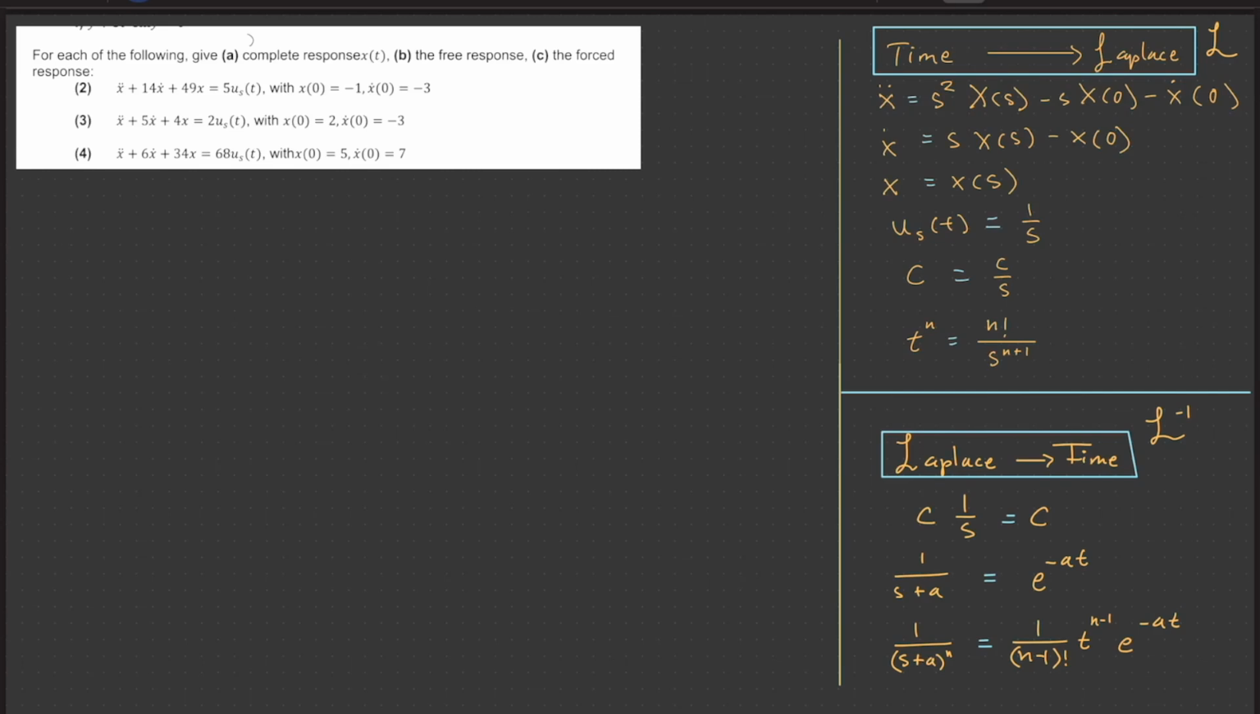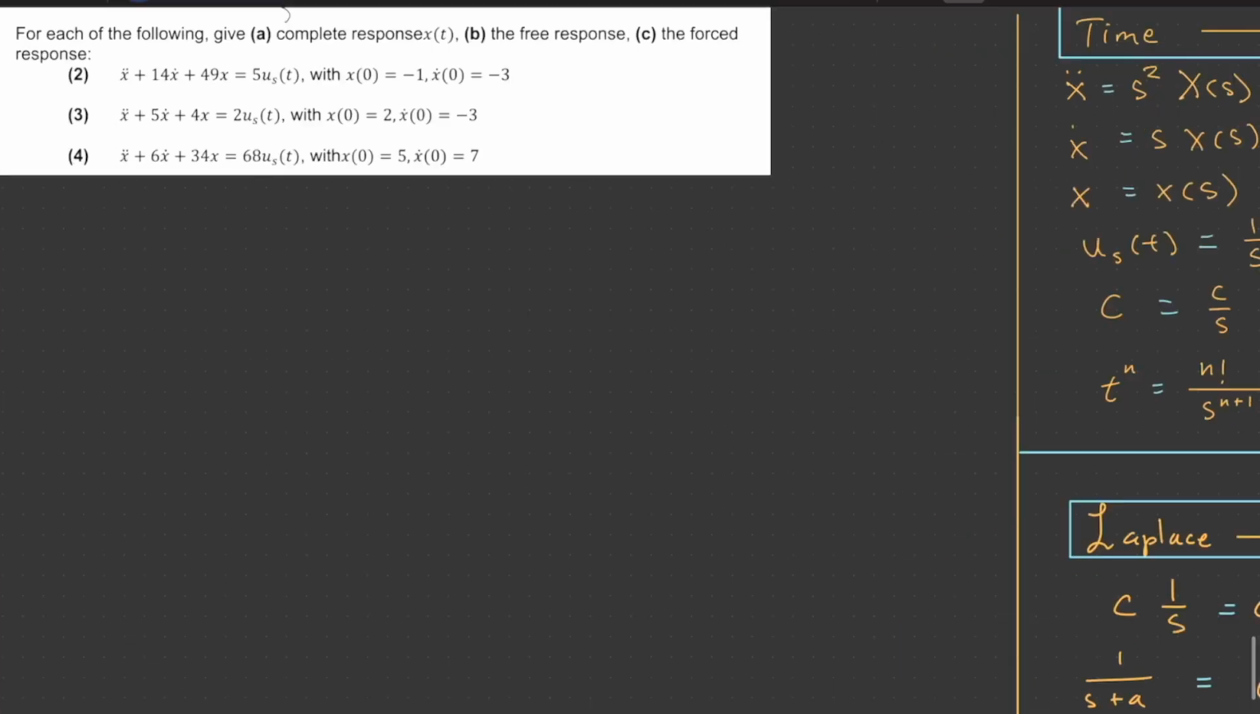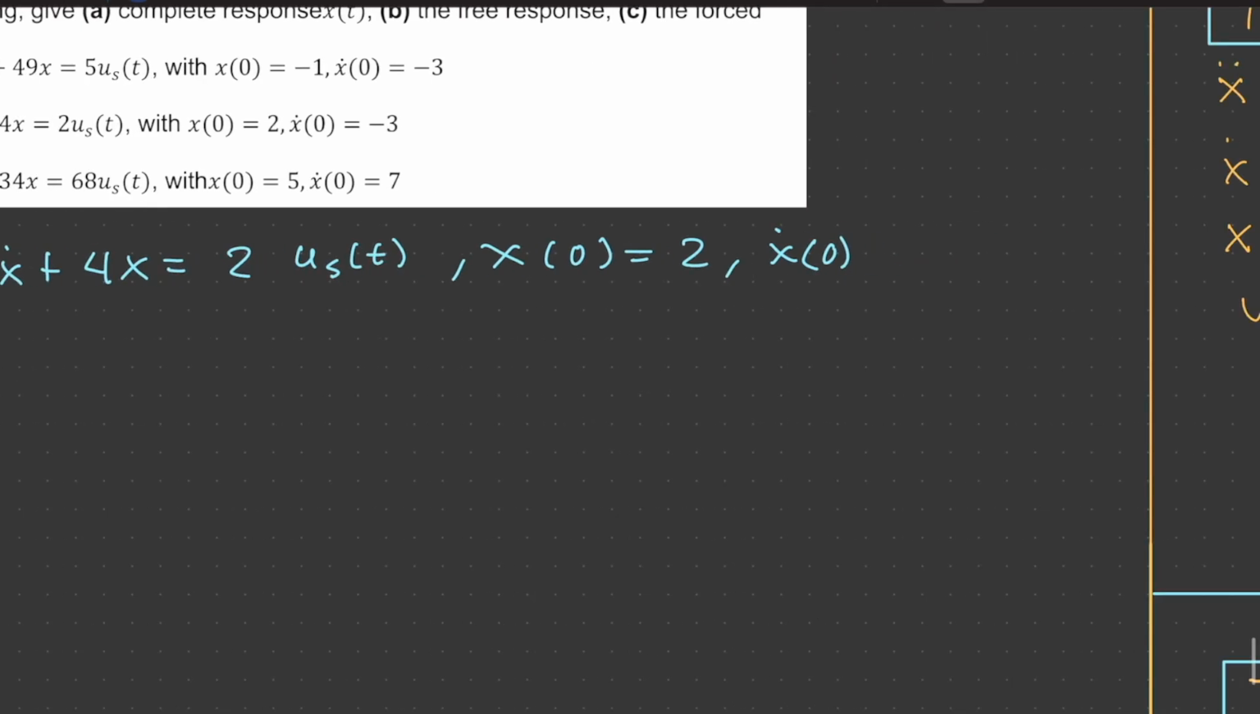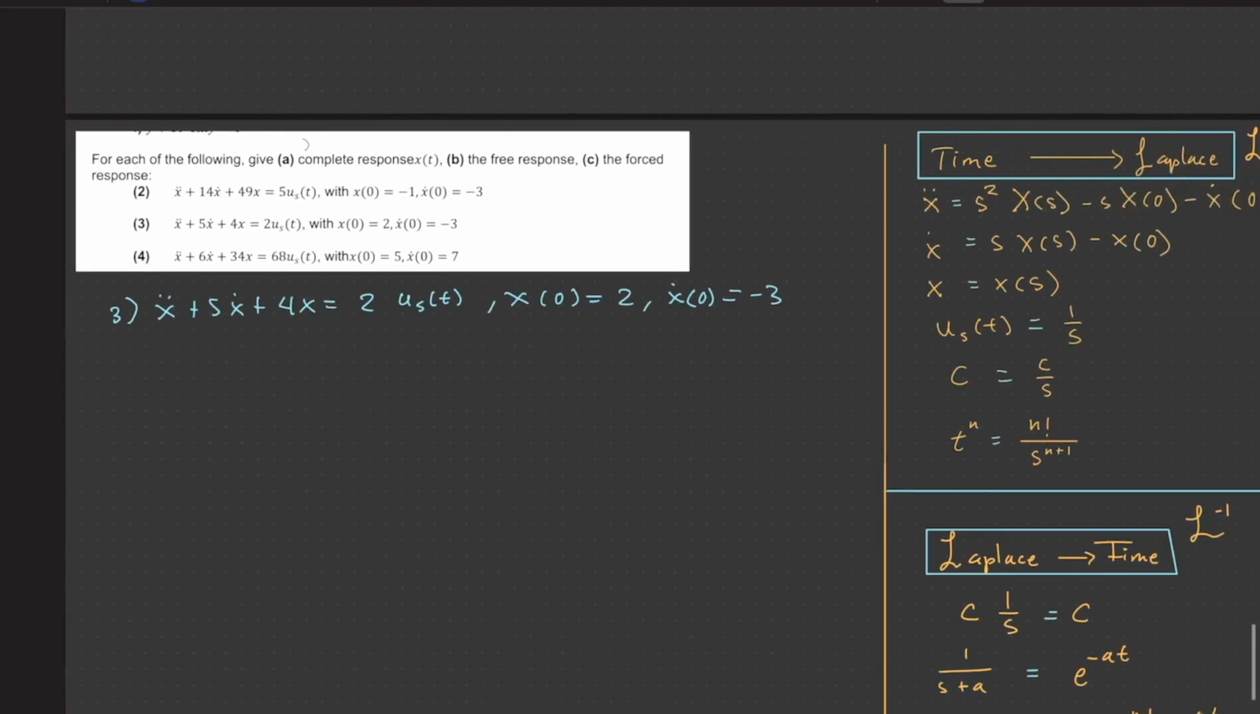Okay, everybody, welcome back to part 2. We'll be working on question 3. I'm going to go ahead and write it out. x double dot plus 5x dot plus 4x is equal to 2 times the unit step function of t. Okay, initial conditions being x of 0 equals 2, x dot of 0 equals negative 3.